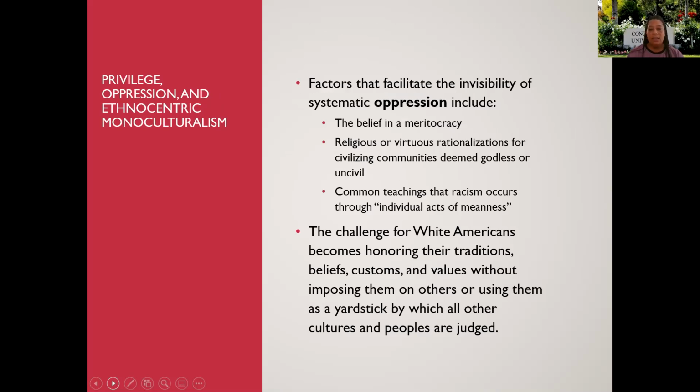Factors that facilitated the invisibility of systemic oppression included the belief in meritocracy, religious and virtuous rationalization for civilizing communities deemed godless or uncivil, and the common teaching that racism occurred through individual acts of meanness. The challenge for white Americans became honoring their traditions, beliefs, customs, and values without imposing them on others or using them as a yardstick by which all other cultures and peoples were judged.